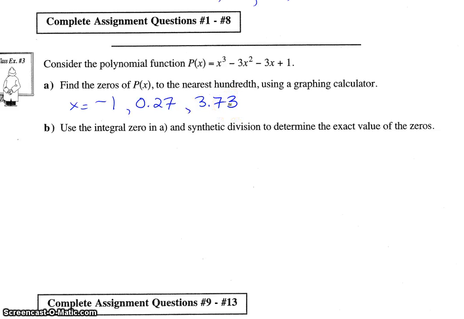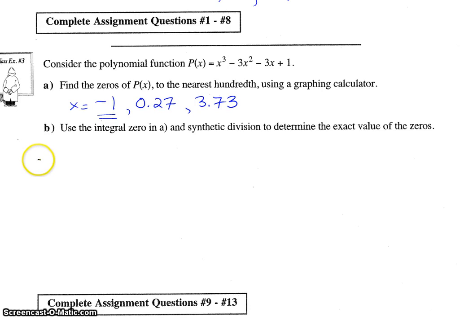Okay, so hopefully everyone arrived at the same zero I did, which was 3.73. Now part B says use the integral zero in A. Okay, so there's only one of these zeros which is an integer, and that is -1. The other ones are rational numbers, or they could actually be irrational, but they're real numbers. And synthetic division to determine the exact value of the zeros.